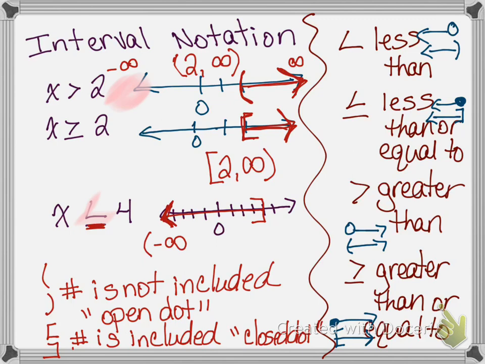So we're going to do negative infinity because that's what's hanging out way down here. And then we are going all the way up to and including 4. So this is our graph right here where I've got the blue dot. That's our graph. This is our answer in interval notation. Okay?